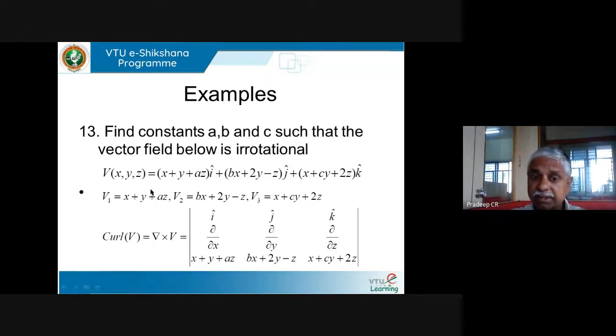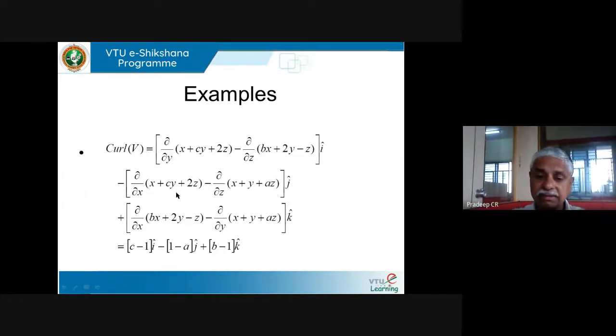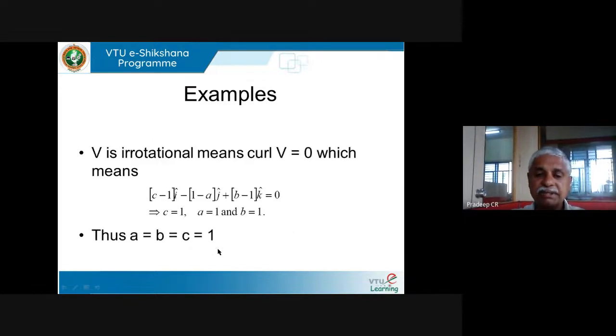What I want here is to find constants A, B, C such that curl is 0. Now, I found that curl is this. Now, this must be 0. When will this be 0? When c equals 1, a equals minus 1 and b equals 1. So curl V is 0 means this vector is 0 at every point. Anyway, this is dependent only on A, B, C. There is no x, y, z here. So that is when the original vector field is irrotational.